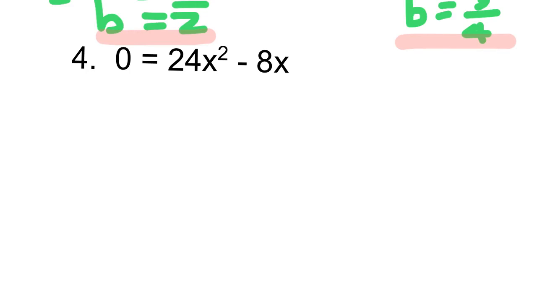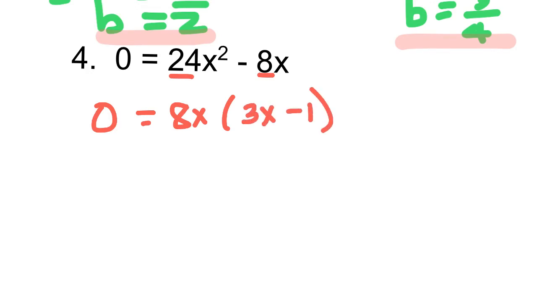However, as we look at this, do you see how 24 and 8 have something in common? They have an 8 in common. They also have a GCF of x, so the GCF is 8x. Let's first factor out the GCF, the greatest common factor, and then we're left with 3x minus 1. Now we'll put each factor equal to 0. So 8x equals 0 and 3x minus 1 equals 0.